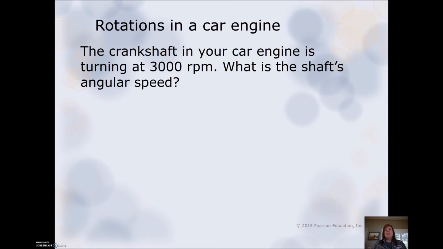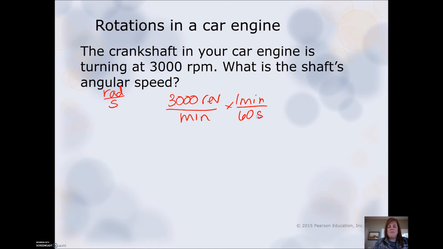Let's do a calculation. So our car engine, the crankshaft turns at 3,000 RPM. What's the shaft's angular speed? Well, the units for angular speed are radians per second. What I have here is 3,000 revolutions per minute. Well, first of all, I need to get out of the minutes and get to seconds. So in every 1 minute, there are 60 seconds. And so that gets us out of minutes.